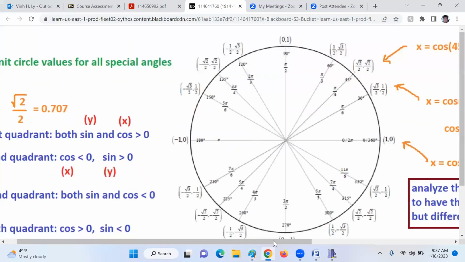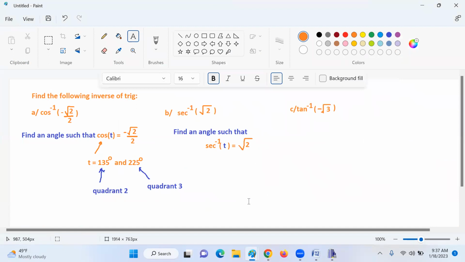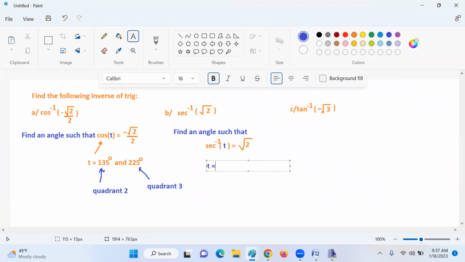So it's not on a unit circle, so we can figure it out, right? Can anyone tell me the way that we can think of it? What is the value of t such that the secant of that angle is equal to radical 2, the same, correct? We can find the inverse cosine and then invert. Yeah, so those two are basically the same thing.